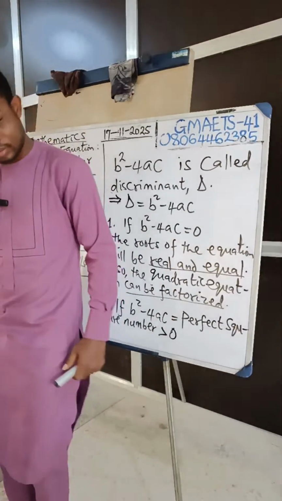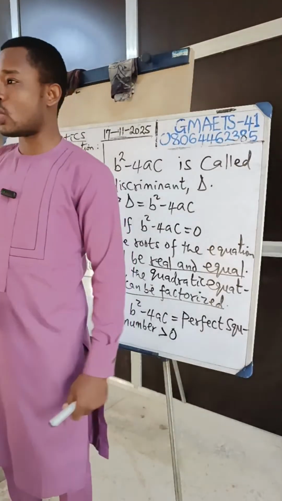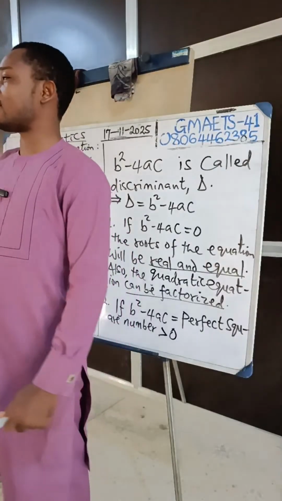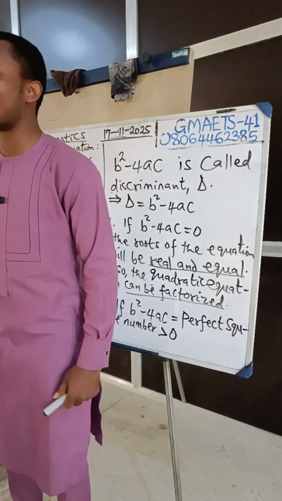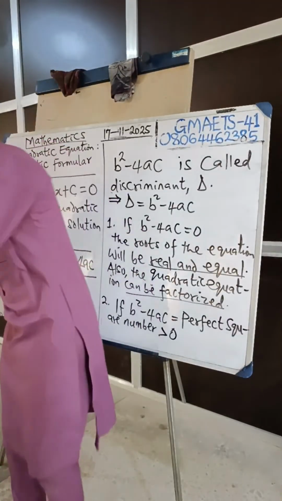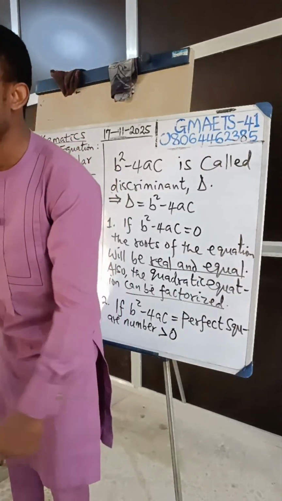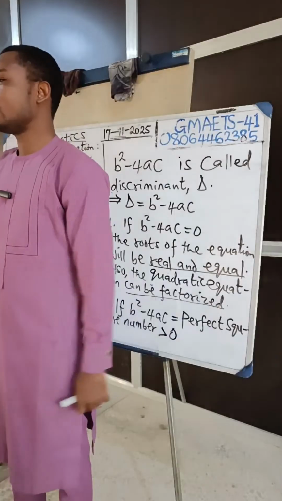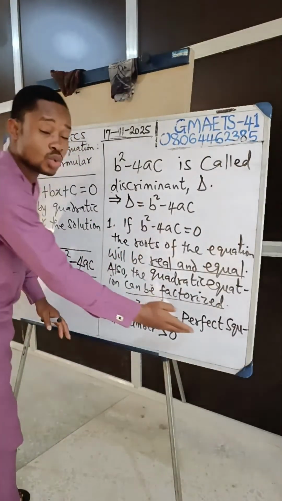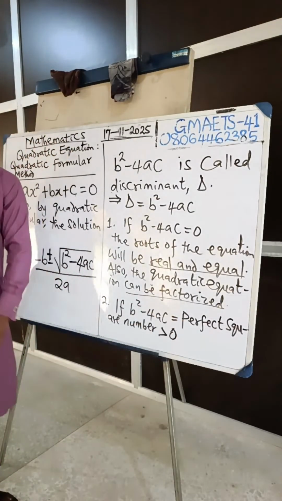1 times 1. So 1 is a perfect square. 2 times 2. 4 is a perfect square. 3 times 3. Is 9 a perfect square? Yes. 8 times 8. You know, I've been telling you guys, go and learn your multiplication table. Is 64 a perfect square? Yes. 9 times 9. Is 81 a perfect square? Yes. So anytime you evaluate these parts and it gives you a perfect square, what should you know about that quadratic equation? What type of root will you get?